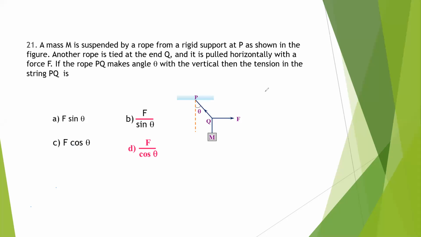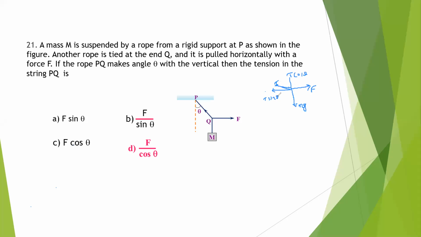You can consider this is your F force. Here the mass is acting in the downward direction, the weight is mg. We can resolve this resultant tension T as T cos theta and T sine theta.